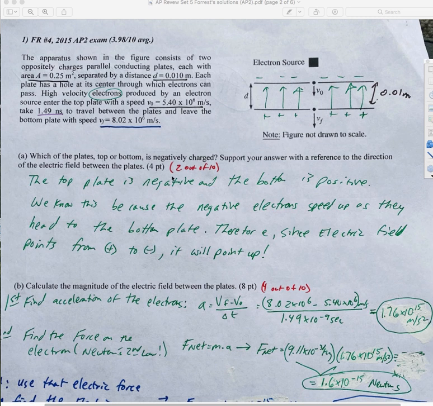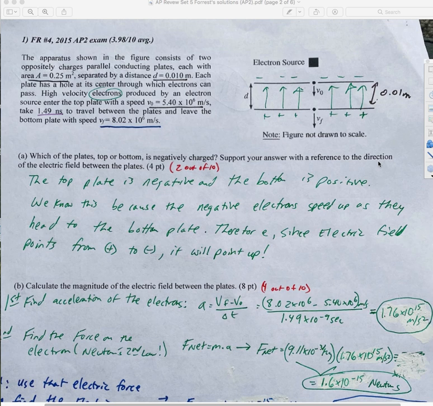So it asks which of the plates is negatively charged. Well, if the electron comes through here and then speeds up, it's being repelled from the negative plate. So the top plate must be negatively charged, the bottom plate must be positively charged. Electric field points from positive to negative, so it must point up. So it says that you have to support your answer with a reference to the direction of the electric field.